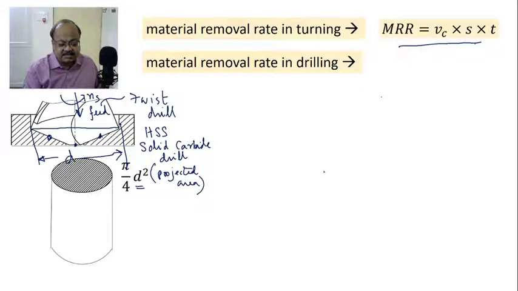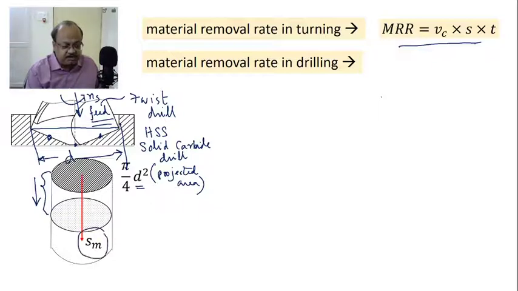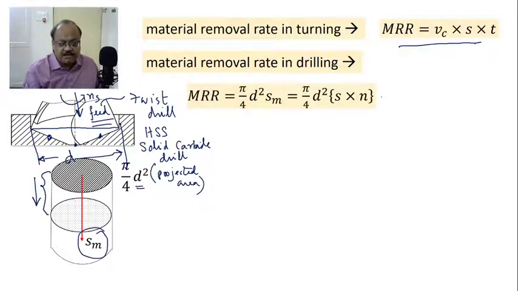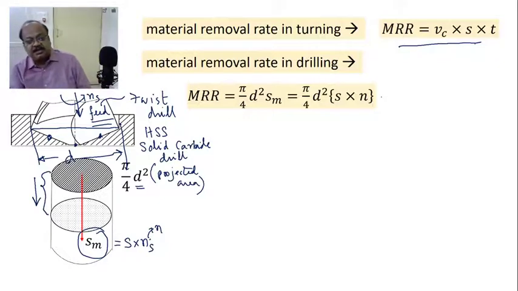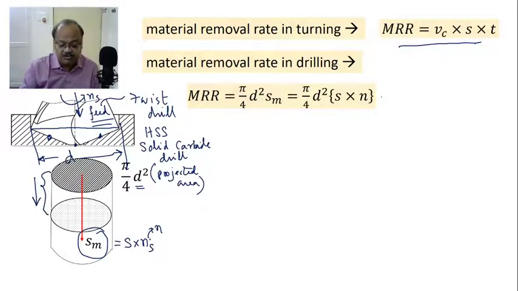As I said earlier, this drill is coming down with a given feed rate, and that feed rate takes it from this position to this position in a given time. So it moves in this direction. With what feed rate does it move? It moves with a feed rate of Sm, where Sm is given as feed per revolution into the rotational speed of the spindle, Ns, or you can also replace that by N. Ns and N quite often are interchangeable. I would use them interchangeably.